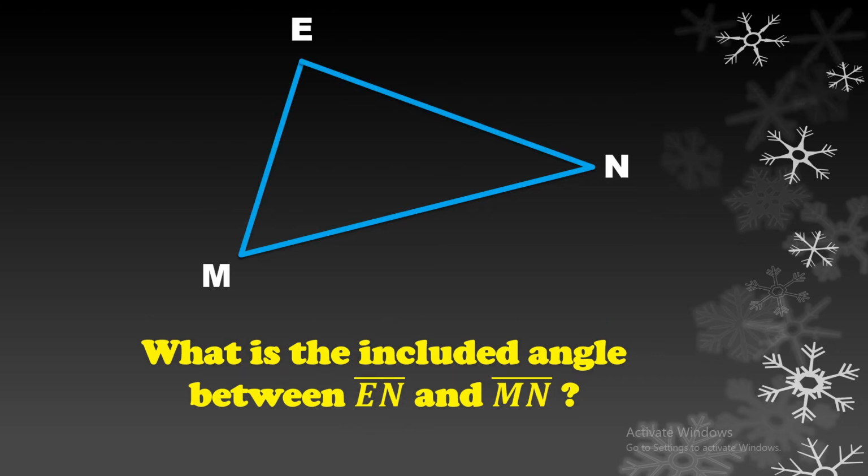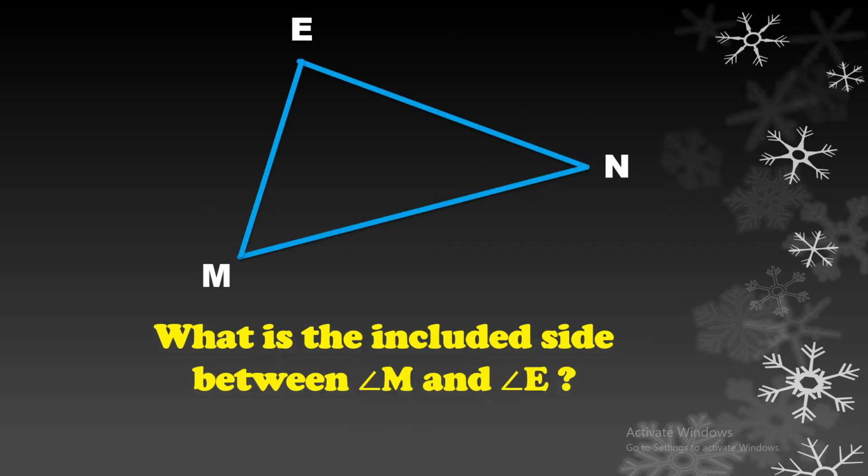Last example for included angle. What is the included angle between segment EN and segment MN? Very good. It's angle N. Let us see. EN is here. MN is this one. So the included angle is this angle because it is formed by those two given segments. So we have angle N. So that's all about the included angle.